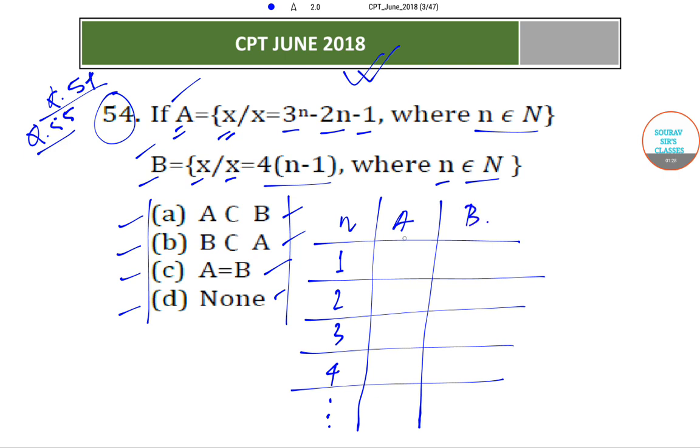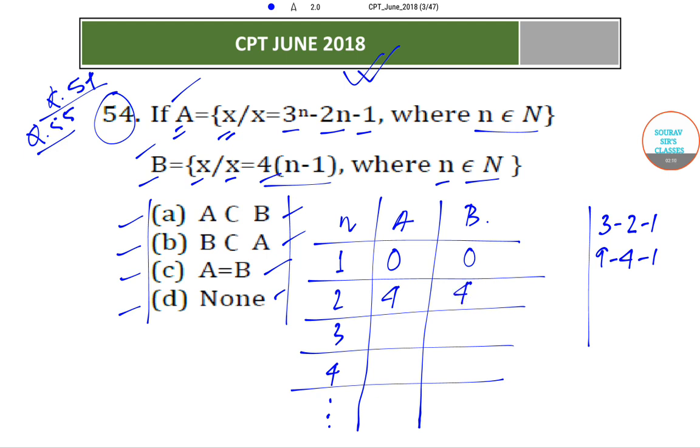Now if we put n equal to 1 in set A, we'll have 3 to the power 1, which is 3, minus 2 minus 1. So in set A we have the element 0. And similarly, if we put n equal to 1 in set B, then we have 4 into 0, that will also be 0. Now if we put n equal to 2 in set A, this will be 9 minus 4 minus 1. So 9 minus 5 will be 4. So we have 4 over here. And if we put n equal to 2 in set B, then 4 into 2 minus 1, that will be 4 into 1, and that will be equal to 4 again.